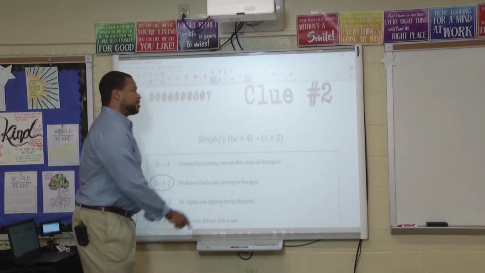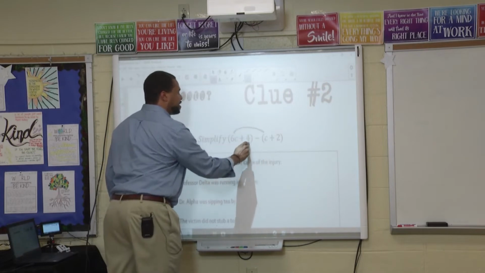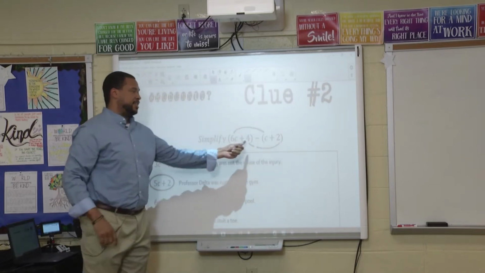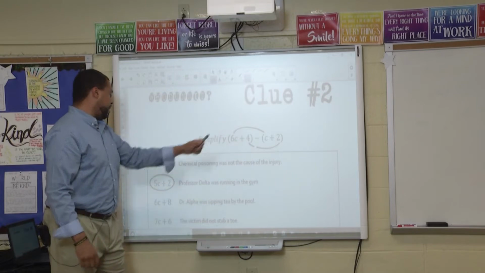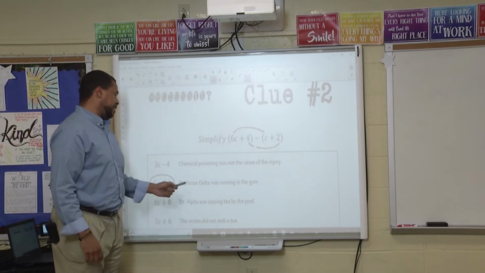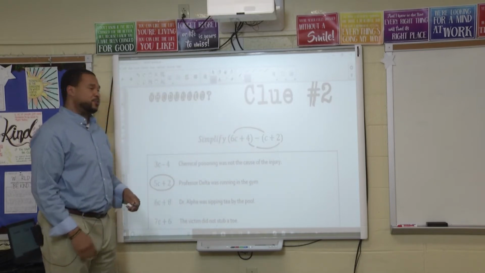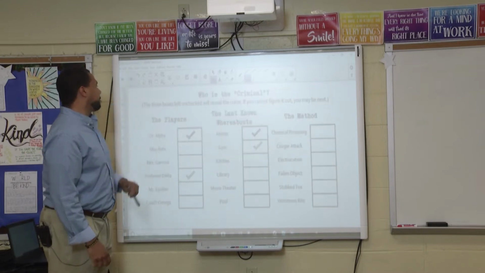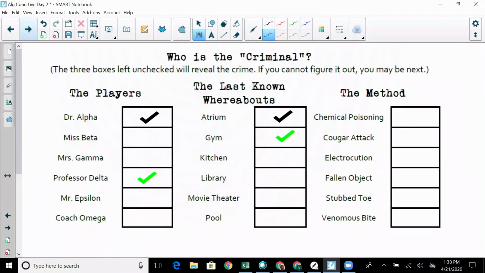Clue 2, like terms, and this one is subtraction. 6c minus c, 4 minus 2, that was 5c plus 2 tells us Professor Delta was running in the gym. So Professor Delta in the gym, check that off my clues.